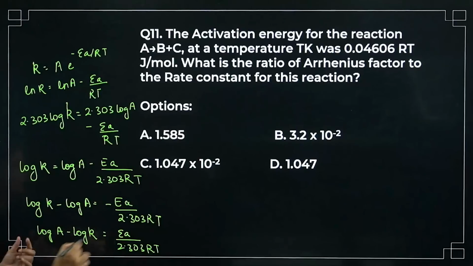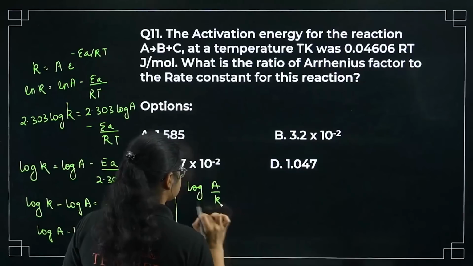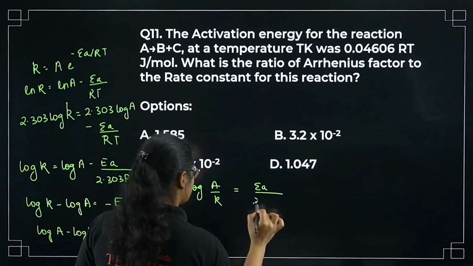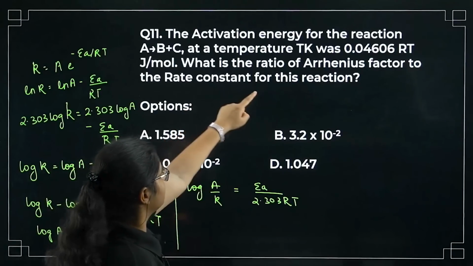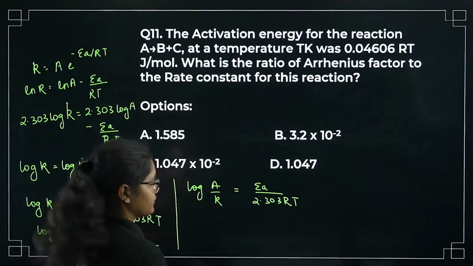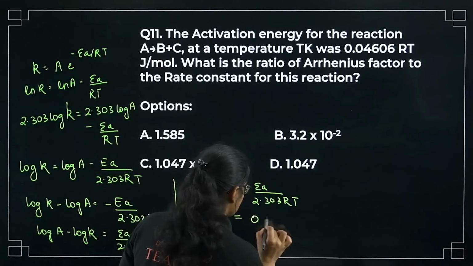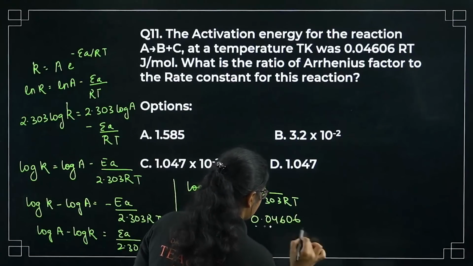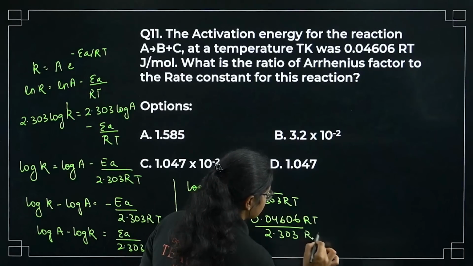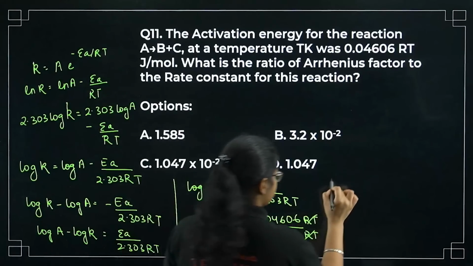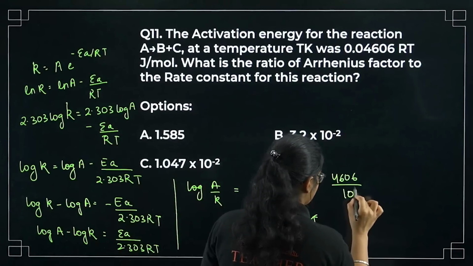Now log A minus log K, can it be written like this? Log of A by K is equal to EA by 2.303 RT. The question is asking you to find the ratio of the Arrhenius factor to the rate constant. Now let's substitute. What is the value of EA given? 0.04606 divided by 2.303. This one is RT, this one is also RT, it will get cancelled. Now if I solve this, I'll get 4606. How many decimals? 1, 2, 3, 4, 5. I'll write 10 to the power of 5.